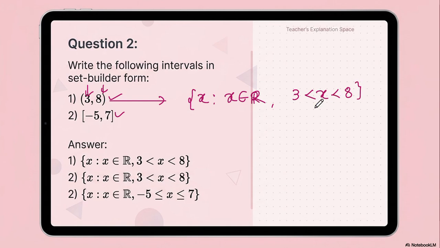Okay, done. Look at the second one. In the second one, both sides it is closed. So how to write: X such that X belongs to real number, comma, minus 5 less than or equal to X less than or equal to 7. Because both sides it is closed, we have to use the less than or equal to symbol. Okay. Look at the next one.